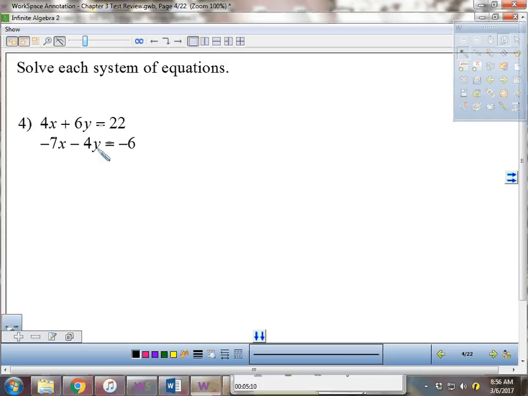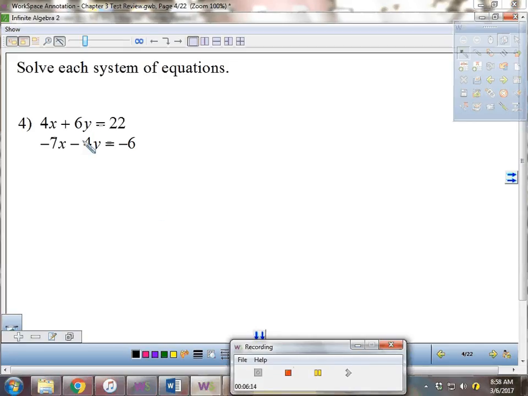Alright, so if you look at these two, it might be easier to solve for y and set them equal to each other, but I'm still going to do the elimination method. So let's eliminate the y's. The smallest thing that both of them go into is 12, so I can make this a positive 12 by multiplying everything by 2. And can I make this a negative 12 by multiplying everything by 3?